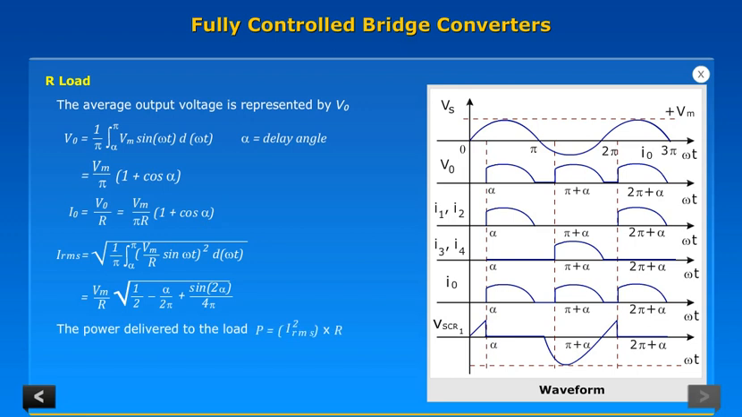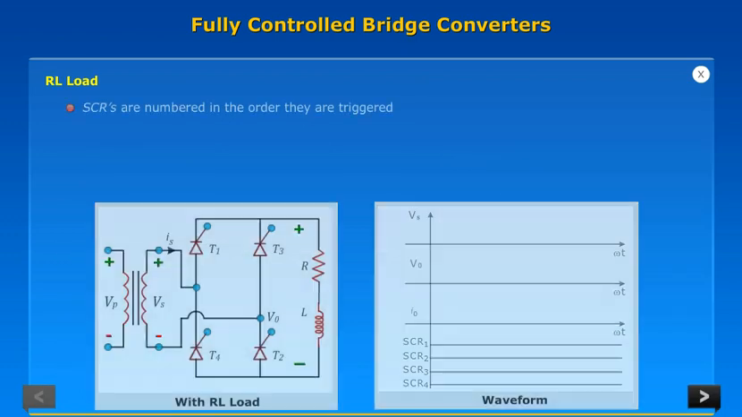The power delivered to the load is P = I²rms R. The RMS current in the source is the same as the RMS current in the load.